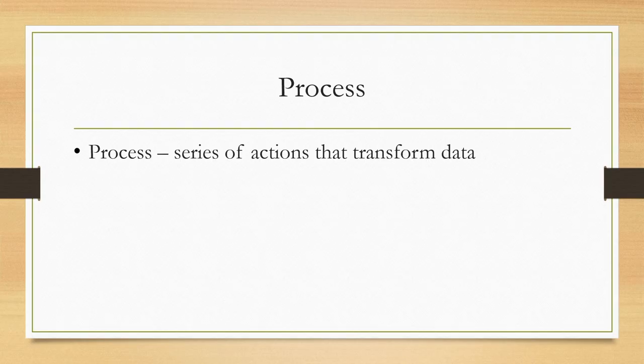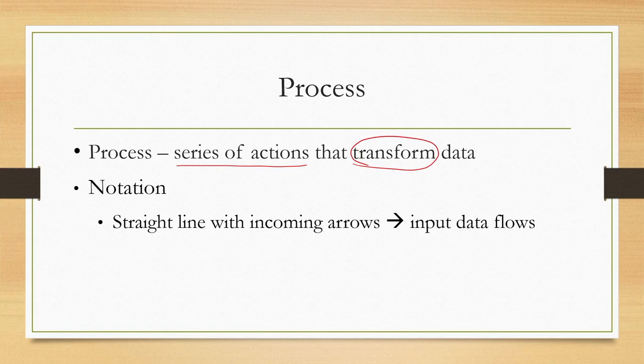The next component is process. What is a process? As the name suggests, it processes something. So, we can say that a process is a series of actions that transform data. When we say a process transforms data, that means it acts on some data that is coming from somewhere and it produces some data that is going somewhere.